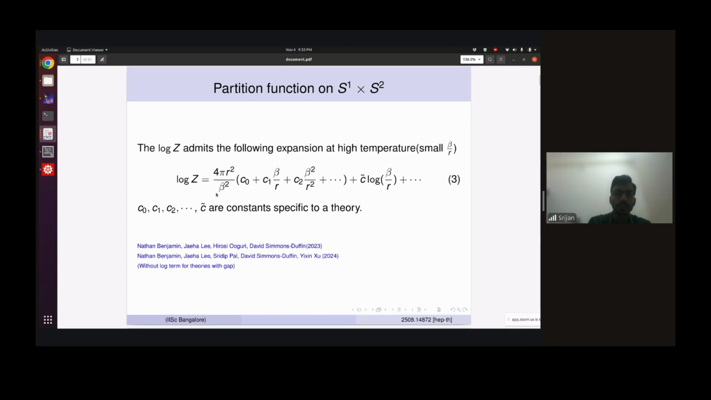This is the leading term. There will be corrections because of finite size effects, and these corrections are in orders of beta by r. Also there can be a log beta by r term. Similar expansions from general arguments are given in these references, although they are not considering the log beta by r term, because they restrict themselves to theories with a finite mass gap. But in the case of free theories, this logarithm of beta by r might appear in this expansion.